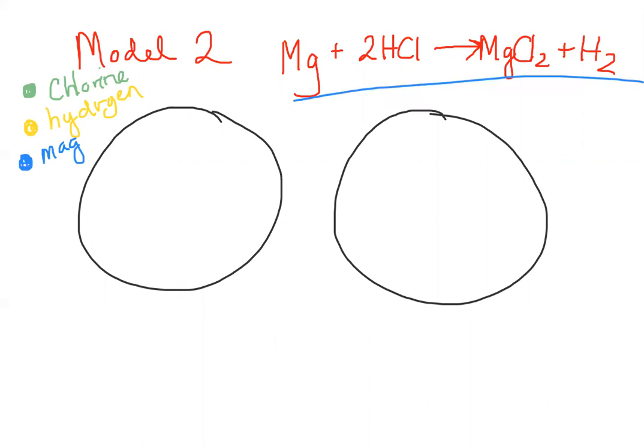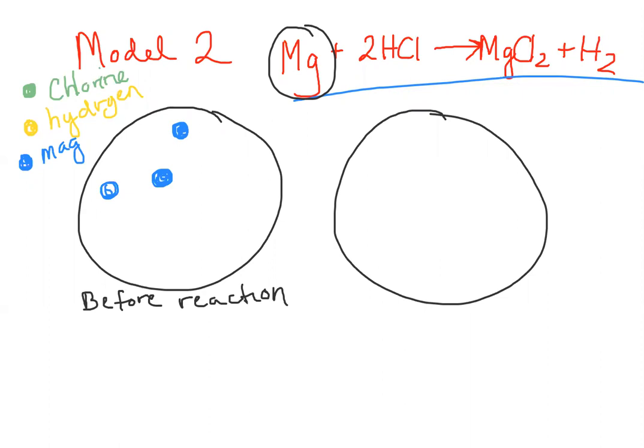So this first one here is labeled before reaction. Okay, look at the before reaction. We have magnesium by itself. So that means we can have, and they in there have 1, 2, 3, 4, 5, 6. So magnesium's by itself. Okay, and over here is after the reaction.